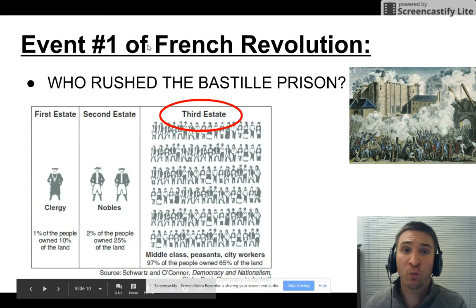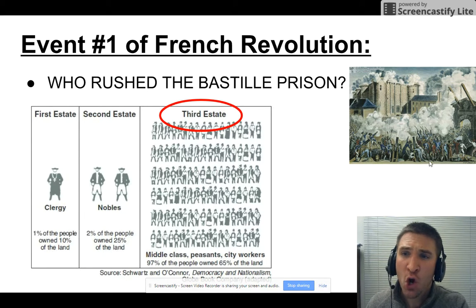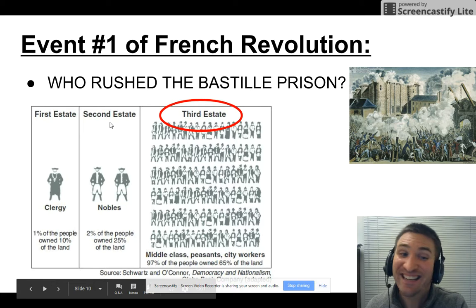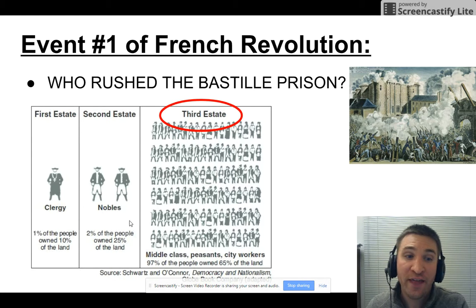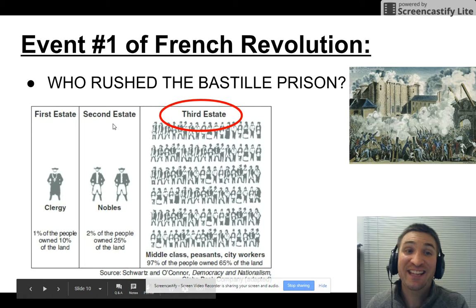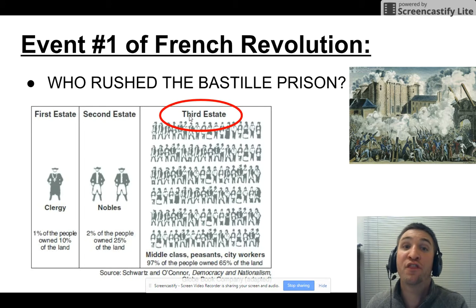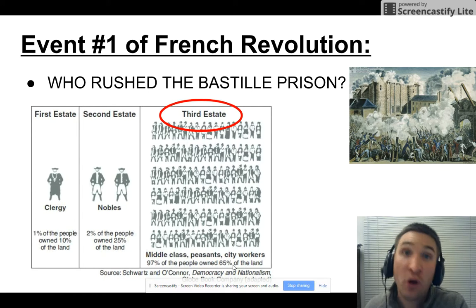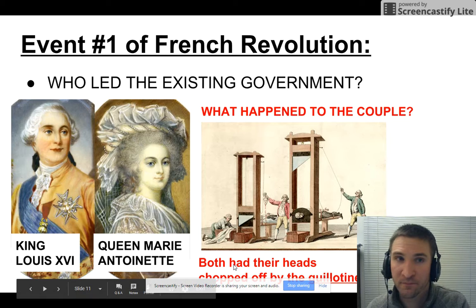More detail of event number 1. Who rushed the Bastille prison? Who were these people? Well, they were not the first estate, meaning the clergy, church people. They were not the second estate, meaning the rich nobles. They owned most of the land in France. Instead, these people were a member of the third estate. They were the middle class, they were peasants, they were city workers, and they were 97% of the people in the country, but they only owned 65% of the land. That is not fair, and that's why they protest using violence.